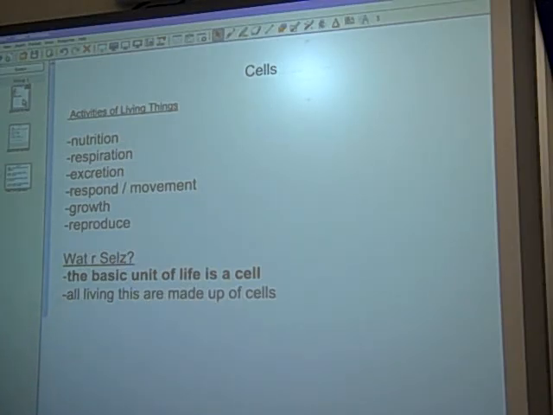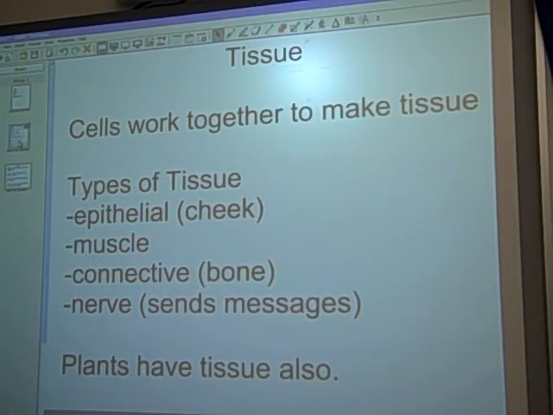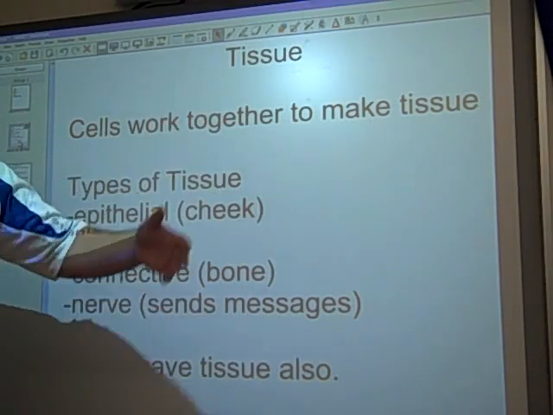Okay, what are cells? Cells are the basic unit of life. If I say true or false, cells are the basic unit of life, that'd be pretty easy. True or false, all living things are made up of cells, or all living things are made up of blank. Blank that work together make tissue. Cells work together to make tissue, or cells work together to make blank.